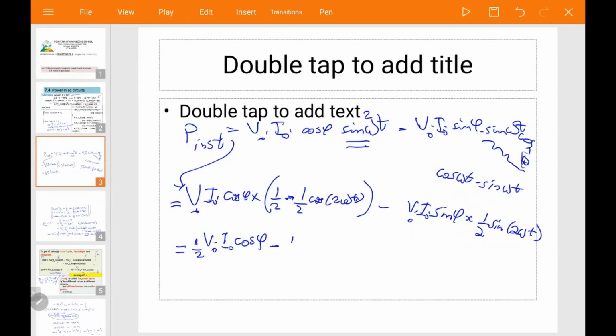Minus a half V0 I0 times cos of 2 omega t. And the third term over here, let me bring half at the front, becomes half V0 I0 times sine of 2 omega t. That's it. We're almost there. Okay? This gives you instantaneous power. So what do we do next?